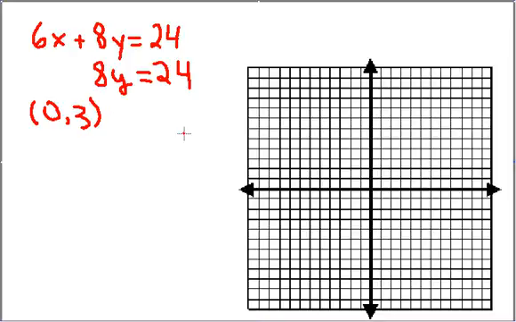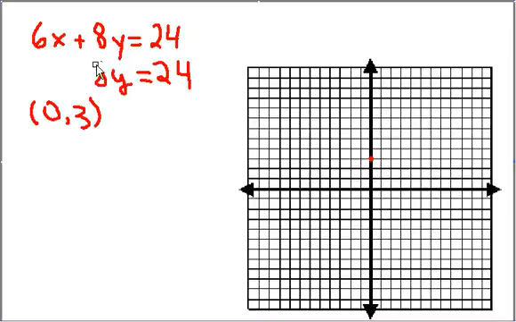So let's come over here and graph that point. Well, 0 is our x value. That's at our origin. And then we're going to come up 1, 2, 3. So that then is our y-intercept. Our y-intercept is 3, and so the ordered pair for that point is 0, comma 3.